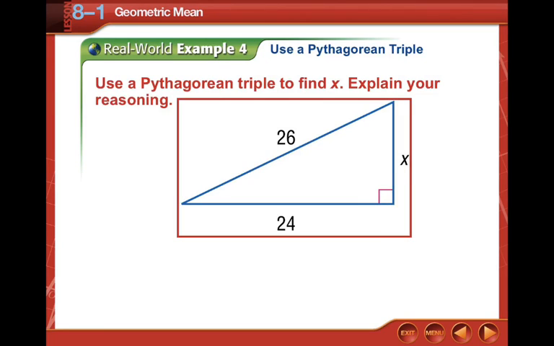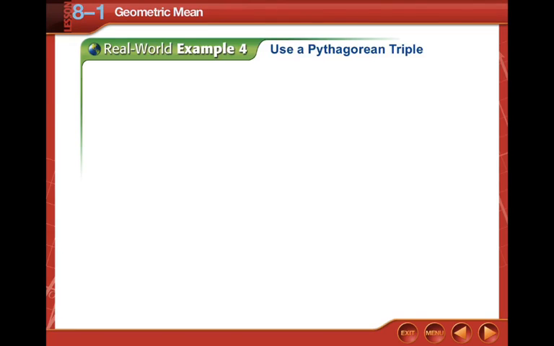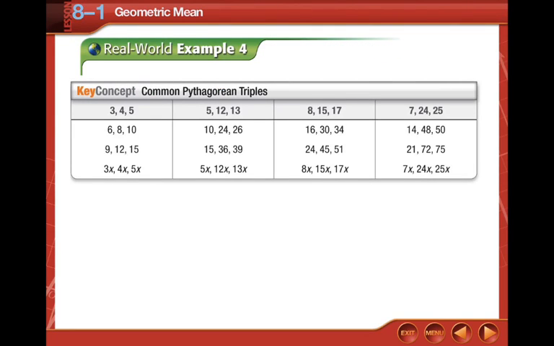So we need to use a Pythagorean triple to find x here. We have 26 as the hypotenuse and 24 as one of the legs. So let's go back to that table and look at which ones have a hypotenuse of 26. If we look at the first column, we don't have any. Second column, there is one that has a 26 as the hypotenuse, the last number.